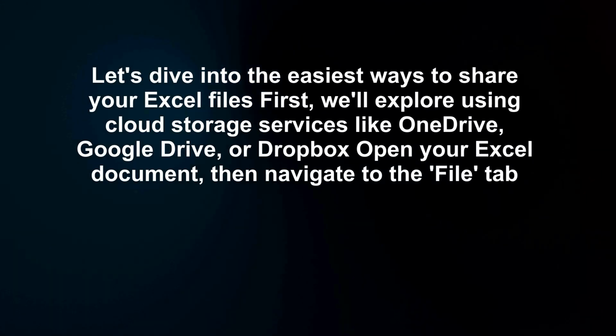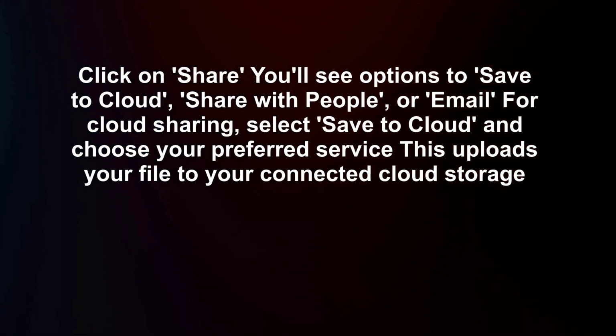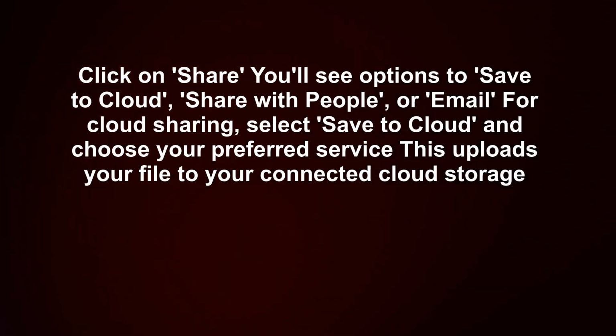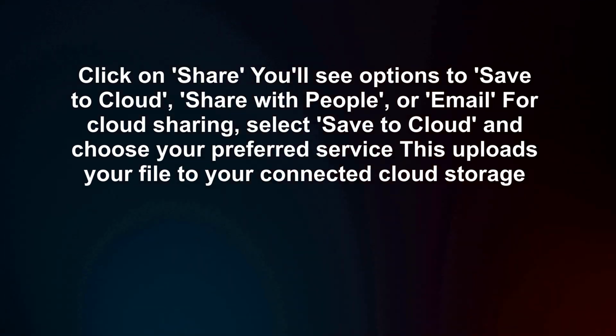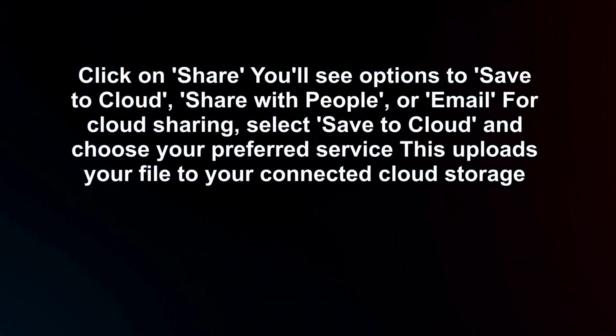Open your Excel document, then navigate to the File tab. Click on Share. You'll see options to save to cloud, share with people, or email for cloud sharing. Select Save to Cloud and choose your preferred service. This uploads your file to your connected cloud storage.